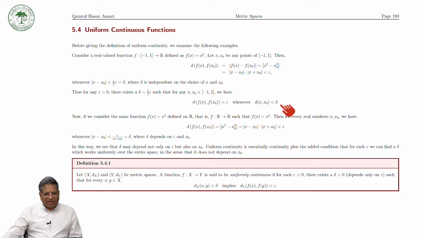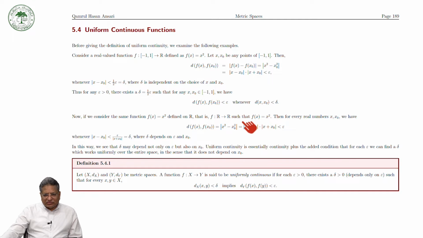Now if we consider the same function, f of x is equal to x square, on the whole metric space R with the usual metric, that is, f is a function from R to R defined as f of x is equal to x square. Then for every real number x and x naught, we again have d of f of x, f of x naught equal to mod of x square minus x naught square, and as above, this is equal to mod of x minus x naught into x plus x naught.